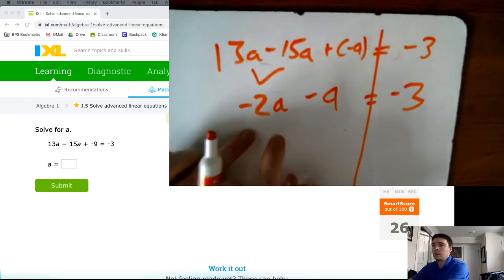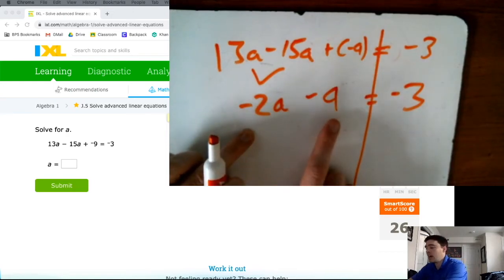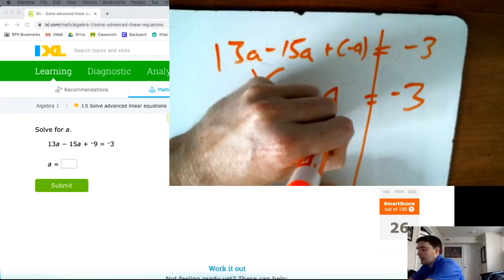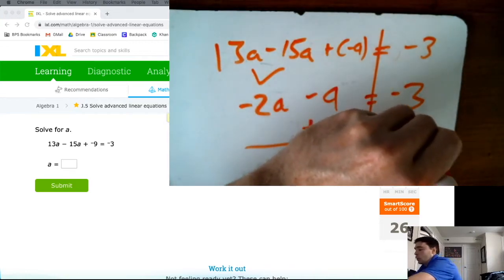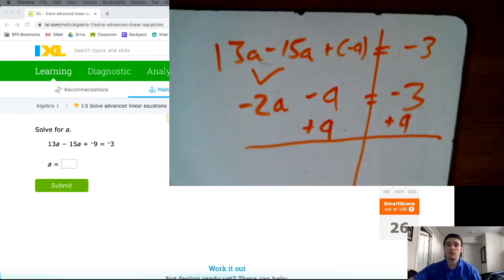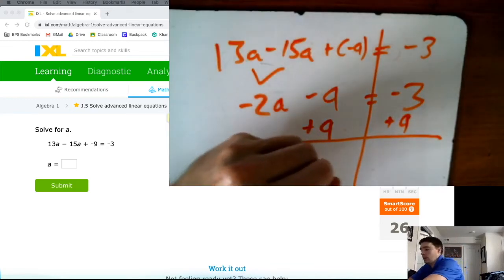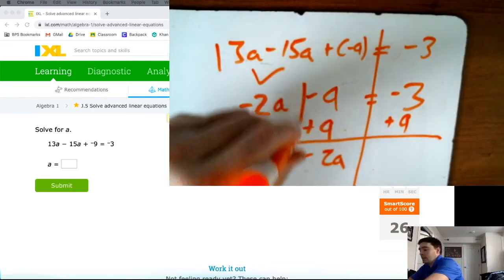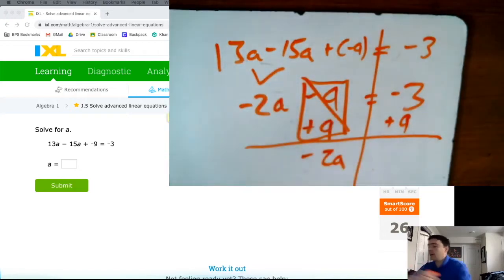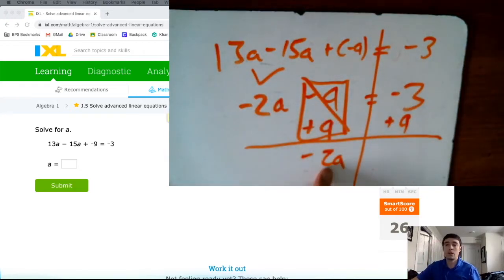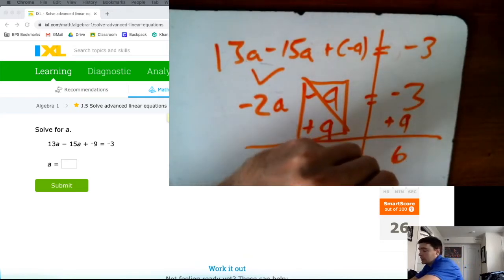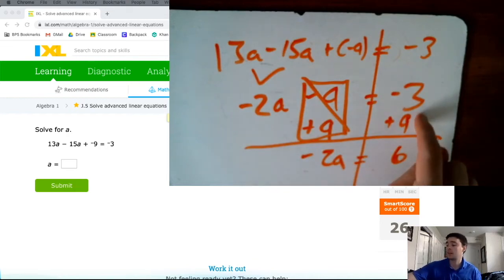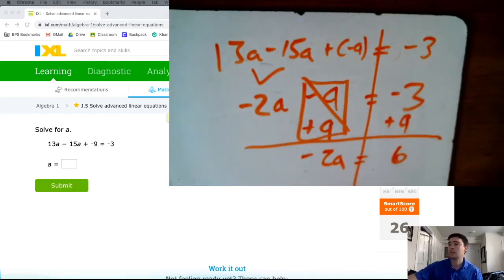The a lives on the left side, so I want to get rid of the -9 first. I inverse that or cancel it out with a +9. And as always, I do the same thing to both sides of the equation. That cancels out the -9. The only thing we have now is -2a on the right side of the equation. And -3 plus 9 would give us a +6. It's the same thing as 9 minus 3, which makes 6.